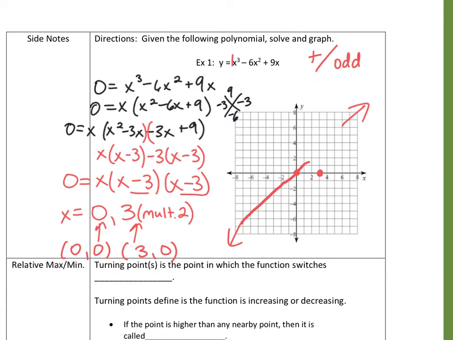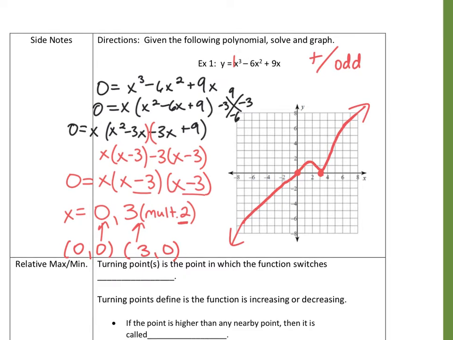And then I know that I'm going to bounce on that 3, okay? Because it has a multiplicity of 2, and I know that if it's even, it's just going to bounce and then go up. Okay? And that's it for this one. So not too crazy, okay? Just knowing those end behaviors and just knowing what the multiplicities are and how those work, okay?